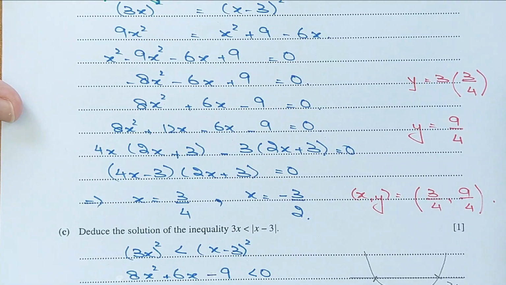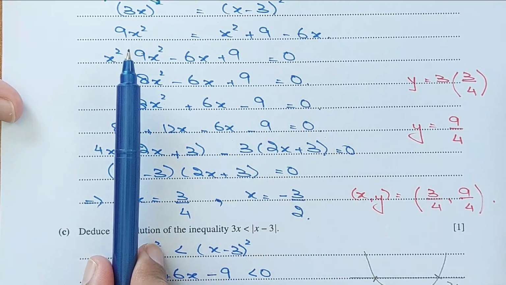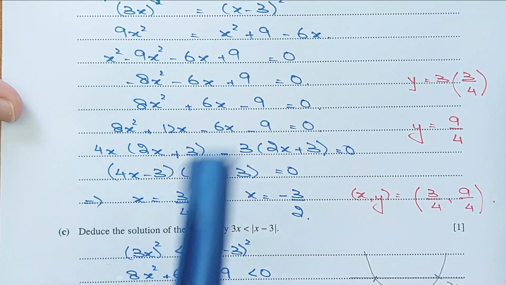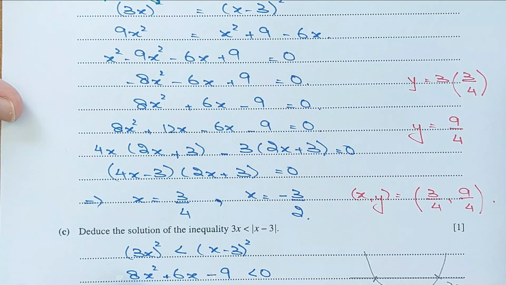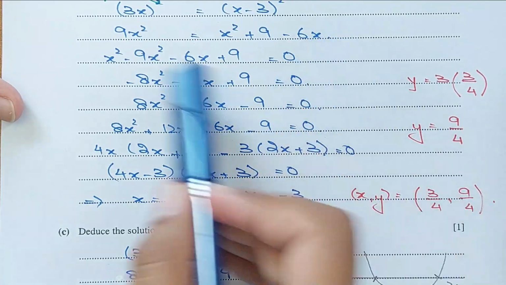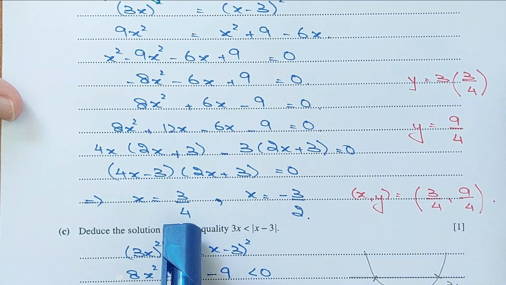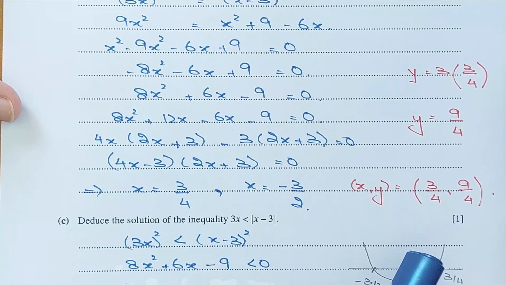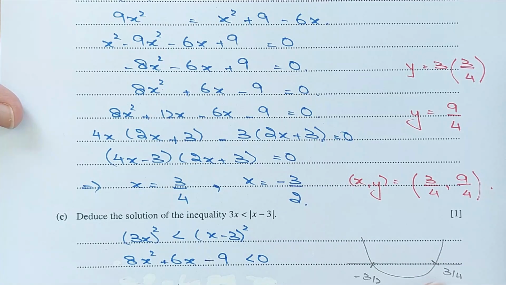So what we have to do is square both sides, right, in order to get rid of the absolute sign or plus minus. And then you have to shift all the terms to the left side. So it becomes 9x² - x², that would be 8x², and positive 6x and negative 9, this is less than 0, right? So we have two roots, which are 3/4 and -3/2, and when it is less than 0, this is the lower portion.